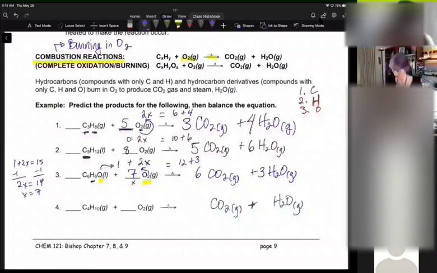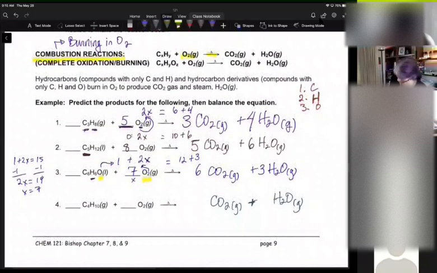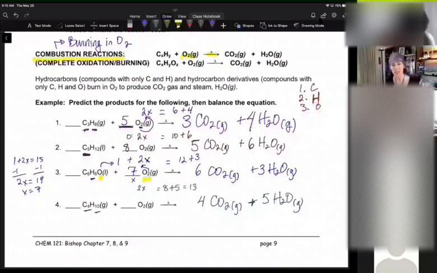All right, the next one has a little bit more to it. So let's take a look at that one. We'll start again with the carbon and then go to the hydrogen. And then for the oxygen, we have 2x equals 8 plus 5. And now we have an odd number, 13. So if we solve for x, what do we get? From this, we get x equals 13 halves.